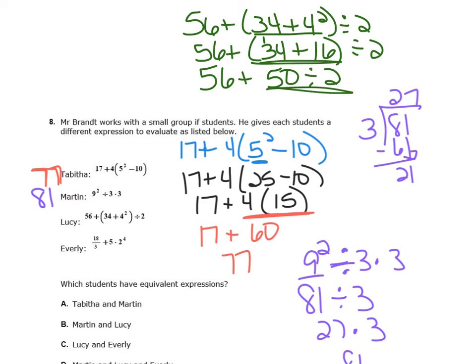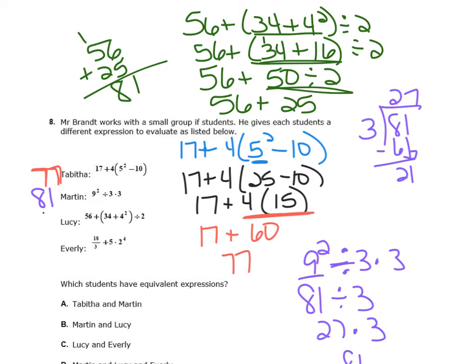Now we're going to go ahead and do 50 divided by 2, so that's 56 plus 50 divided by 2 is 25, and 56 plus 25 is going to be, let's do that, 6 plus 5 is 11, 5 plus 2 is 7, plus 1 is 8. So that's 81. Ooh, we have Martin and Lucy so far the same, but we got to check to see if Everly has it the same too.